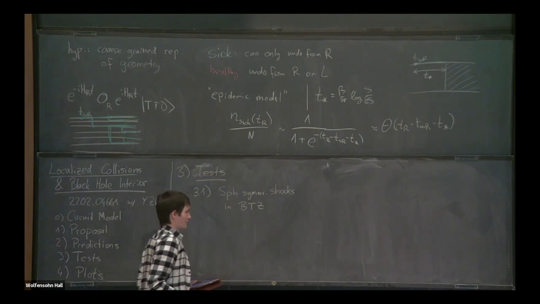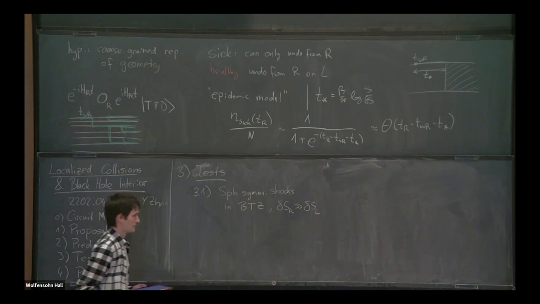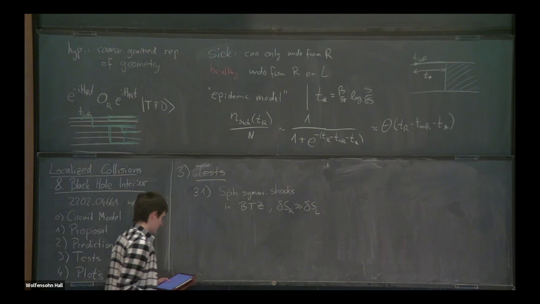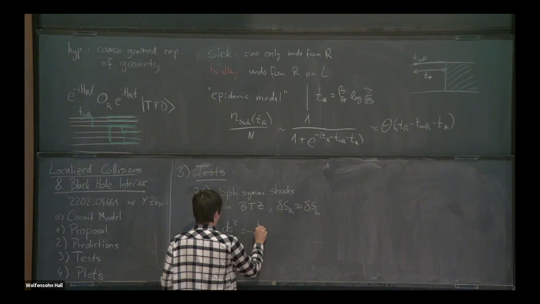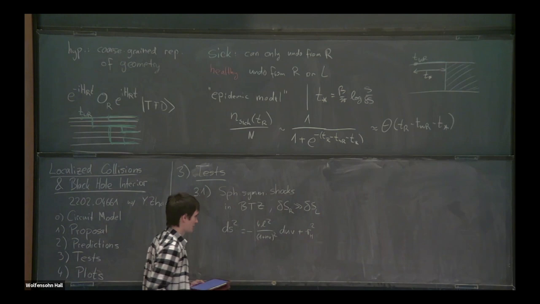And in that case, if we want to see regime number two, then we should consider the case where one of the signals here is much stronger than the other one. So we can work with this BTZ geometry. Some horizon radius, that's kind of the important characteristic.